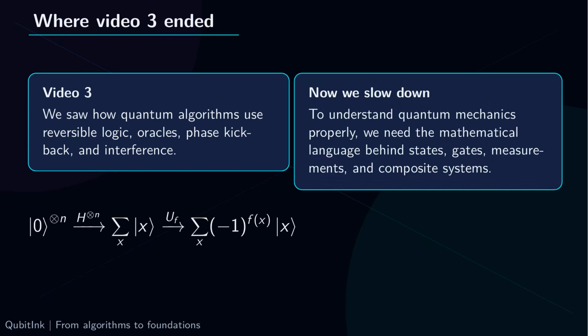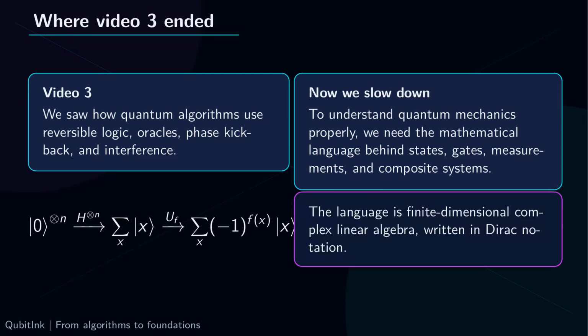To understand why quantum states and gates behave the way they do, we need the mathematical language that describes them. That language is finite-dimensional complex linear algebra, written in the compact notation used by quantum mechanics, called Dirac notation.